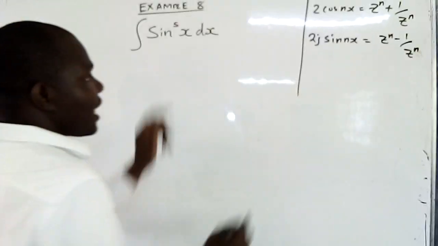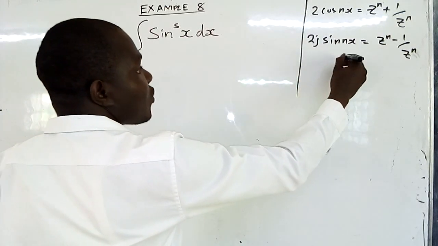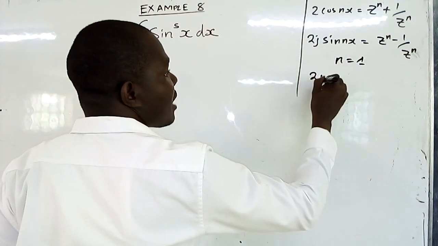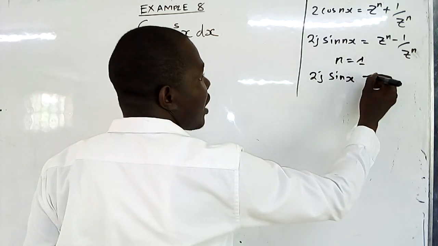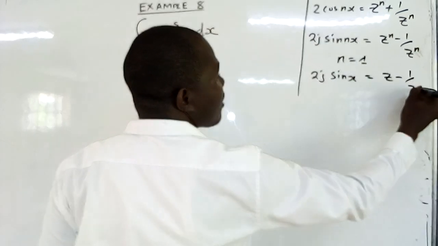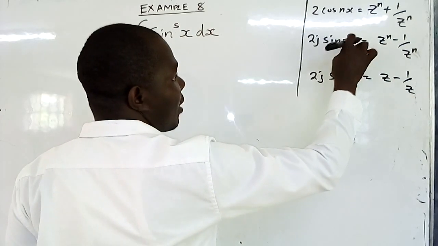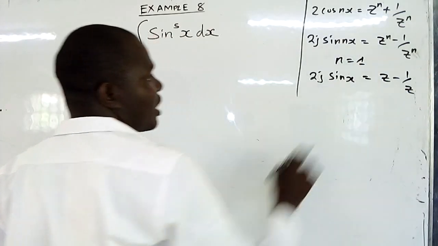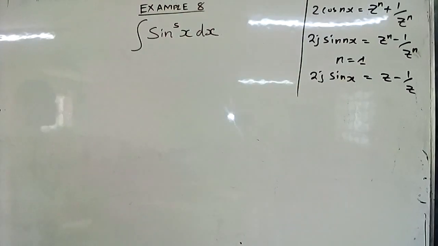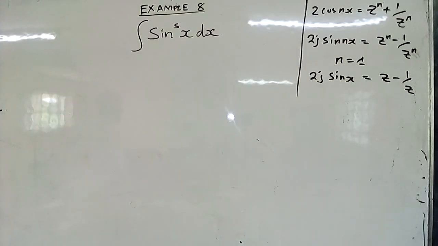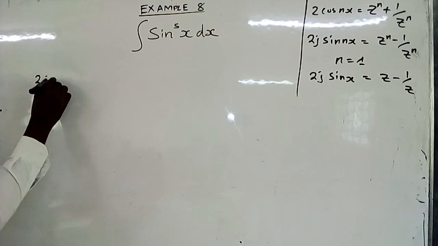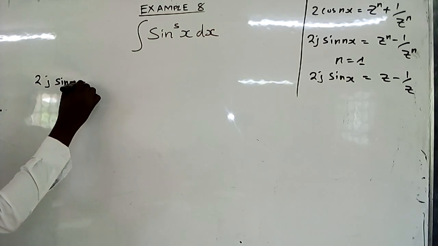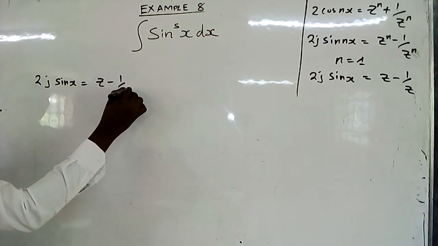So here we have sine x, meaning when n is 1, it is the same as 2j sine x, where there is n, you put 1. So you get 2j sine x is z minus 1 over, where there is n, if you substitute with 1, you get 2j sine x is z minus 1 over z, isn't it? So here we now have 2j sine x equals z minus 1 over z.